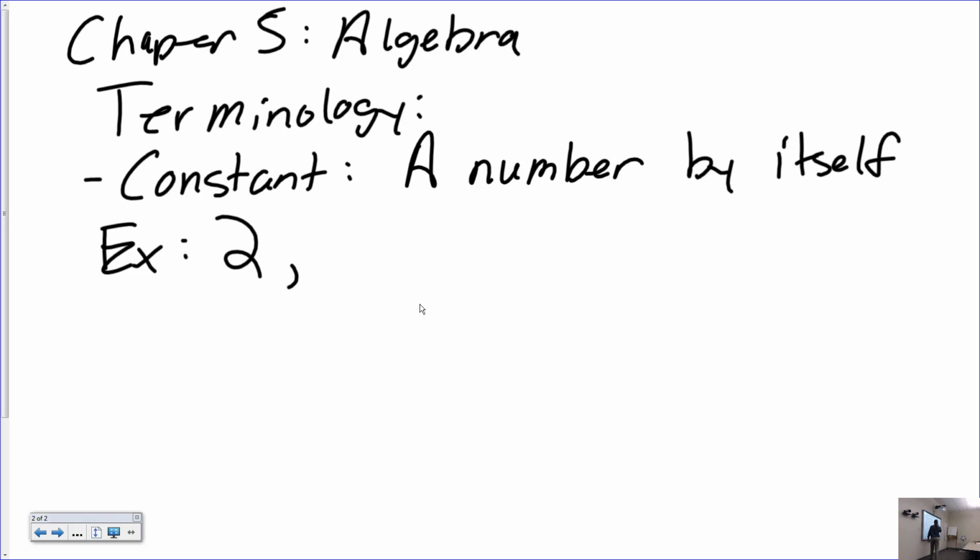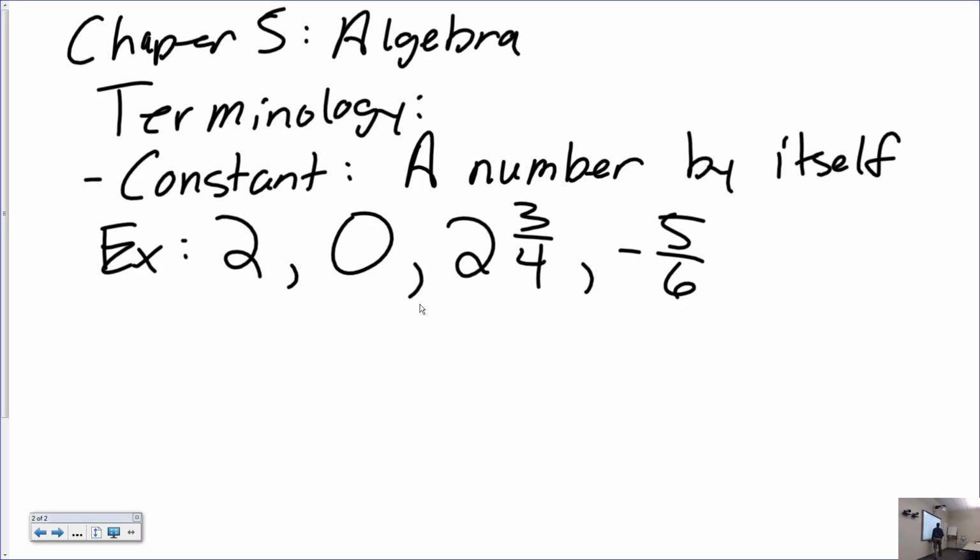And you can have other examples, right? So you can have 0. Don't forget 0 is one of my favorite numbers. You can have fractions, and they can be negative, right? Whatever. Okay. Please note that there are some constants that are actually written with no numbers in them.